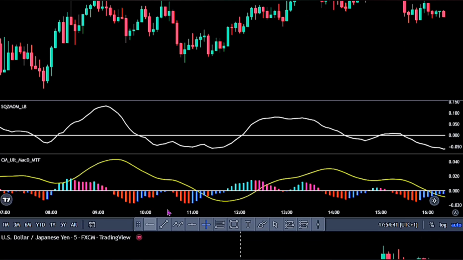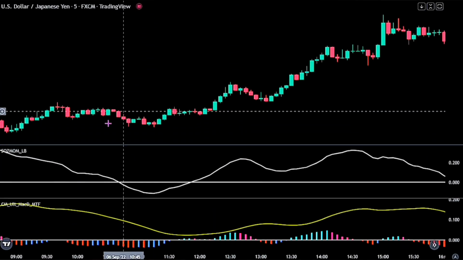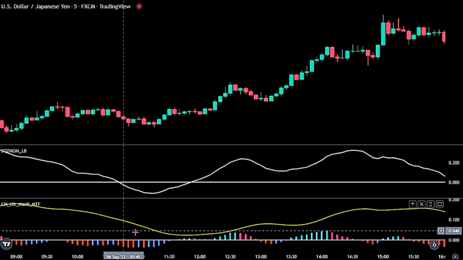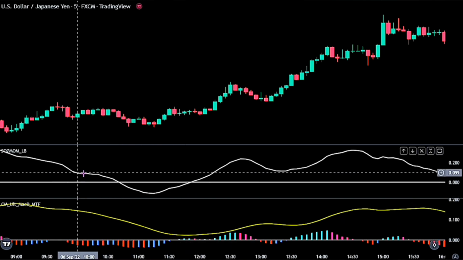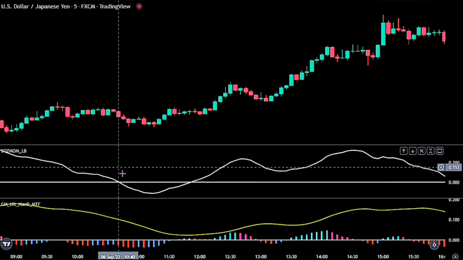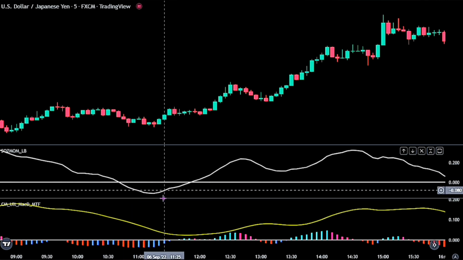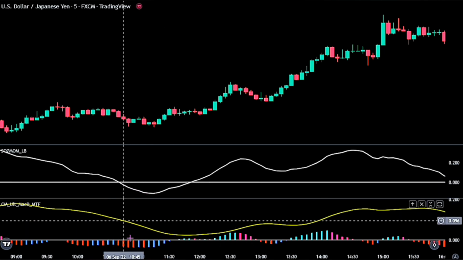For a buy signal to be valid, we would want to see the yellow moving average on the MACD be above the 0 line as our first confirmation. When this happens, we would want to wait till we see the squeeze momentum moving average close below the 0 line, while the MACD yellow moving average is still above the 0 line.